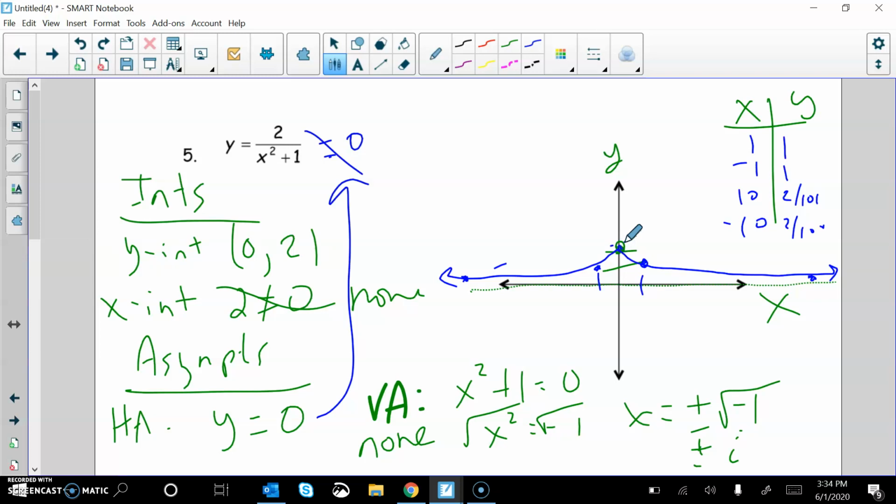No vertical asymptotes, a horizontal asymptote, a y-intercept, no x-intercept. This one's actually continuous. There's no breaks in it. That one's done.